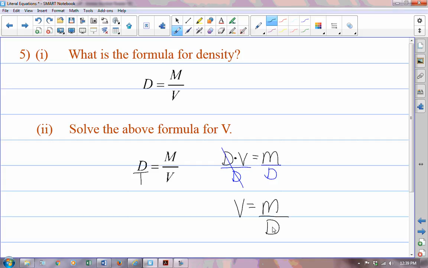That really does happen. They will just trade places, and that's a common thing that you will see in an upper level math course somewhere where you have a variable in the denominator and you have to isolate it, and it just trades places sometimes with the variable if it's isolated by itself over on the other side. So V is equal to M over D.